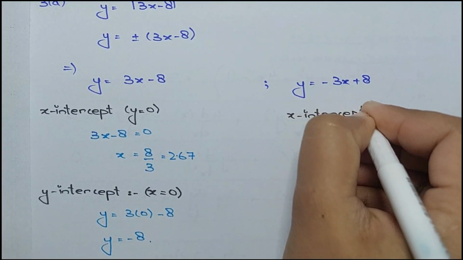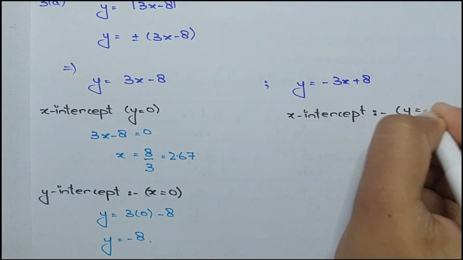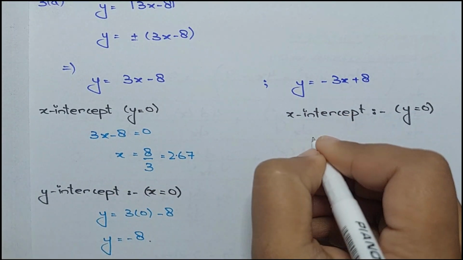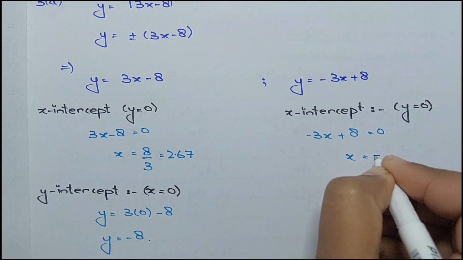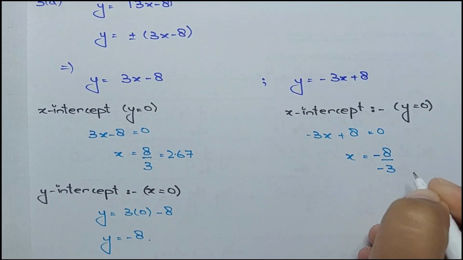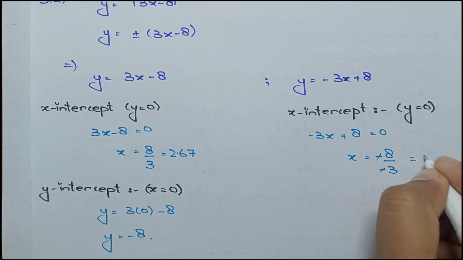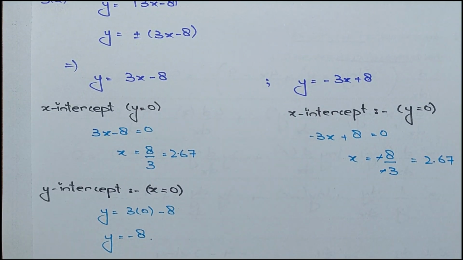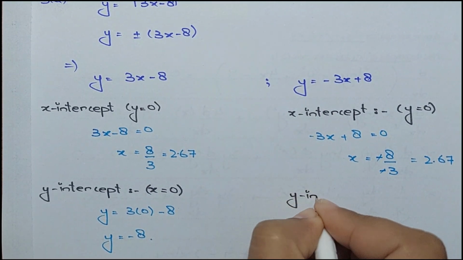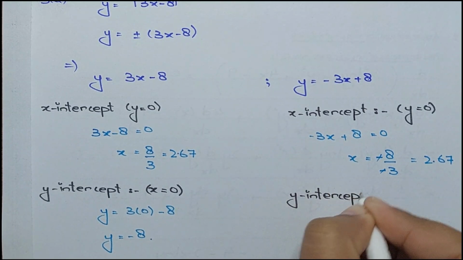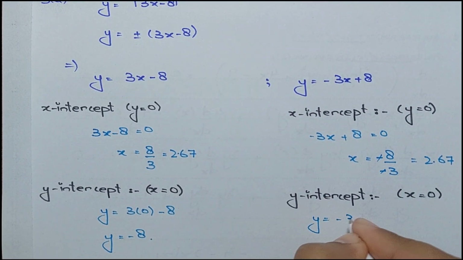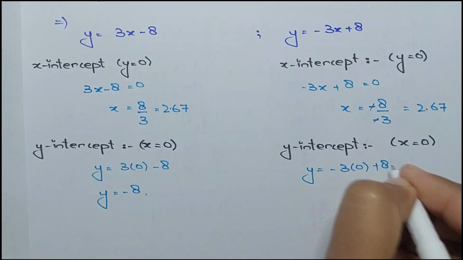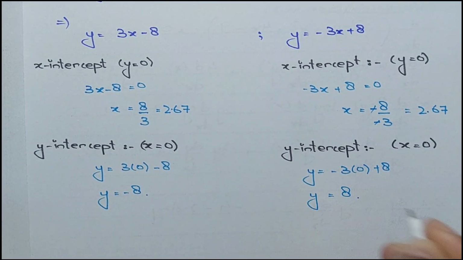For x-intercept, same. Variable equals 0. So minus 3x plus 8 equals 0. So x would be equal to minus 8 over minus 3. Minus is cancelled with minus, which is 2.67 again. And for y-intercept, I have to put x equal to 0. When x equals 0, the variable y equals minus 3 into 0 plus 8. So y is 8. Okay.